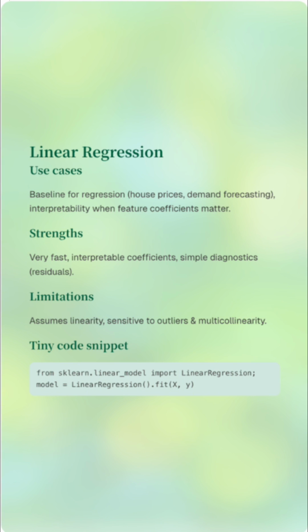It's the baseline model for regression tasks, like predicting house prices or forecasting demand. Why use it? It's very fast, easy to train, and the coefficients are directly interpretable. You can also run simple diagnostics, like checking residuals, but it does come with limitations. Linear regression assumes a linear relationship between inputs and outputs, and it's sensitive to outliers and multicollinearity.